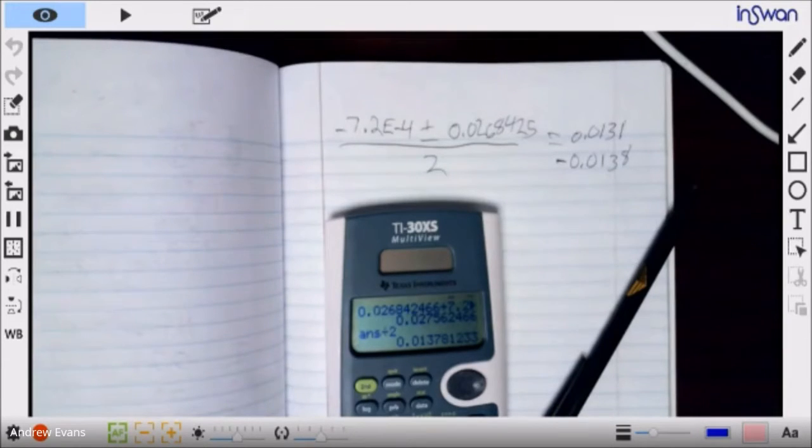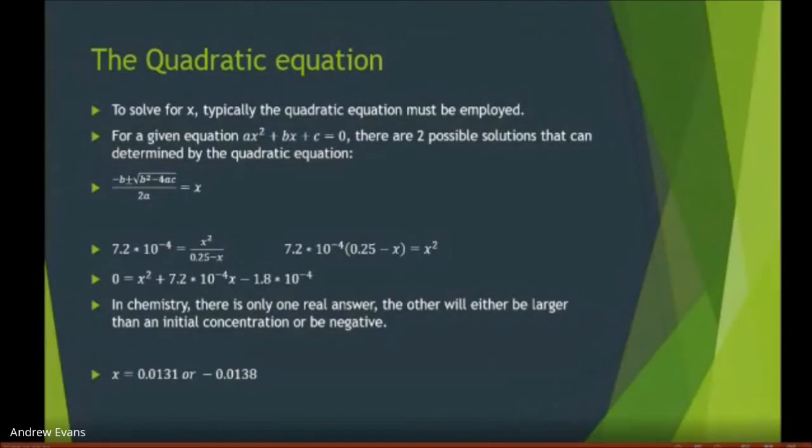Now, looking at that, there's only two possibilities, but only one of them makes sense. One of them has a positive concentration. The other has a negative concentration. So the only possibility with any validity is the positive one. So we found this is the concentration of acid and the concentration of F minus at equilibrium.